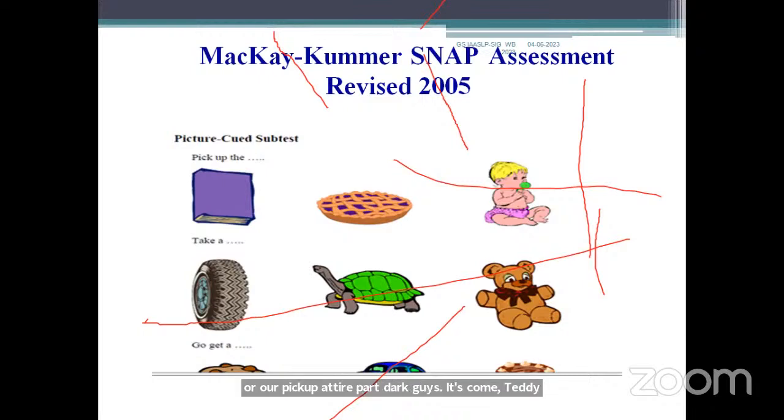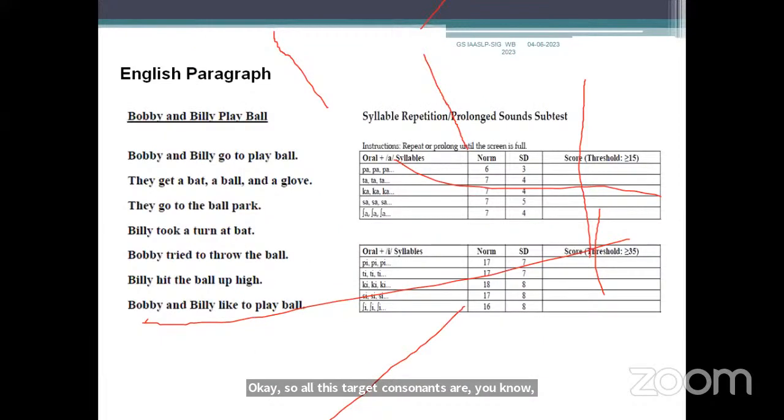Okay, so all these target consonants are focused in this particular assessment. How they have done it, which I have just depicted in English here, is how this entire sentence will go, which is there on your left side. Similarly, there are the normative scores for Western, that is Indian English.